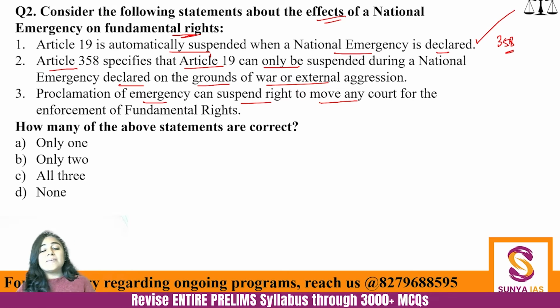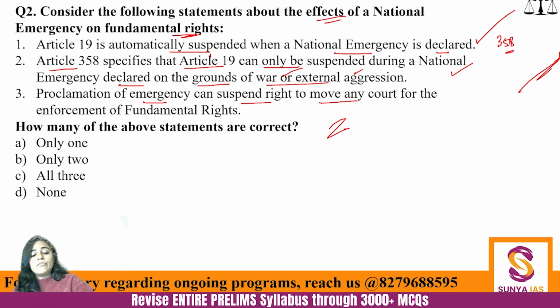Article 358 specifies that Article 19 can only be suspended during a national emergency declared on war or external aggression. See, earlier it was not like that. Earlier, even if the emergency was announced for internal disturbance, Article 19 was automatically suspended. But again, the good amendment came to our rescue, and it was through the 44th Constitutional Amendment Act that we actually have this provision. Because see, try to understand the logic behind this.